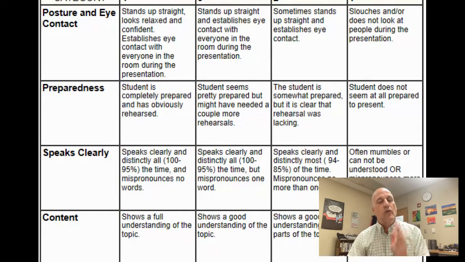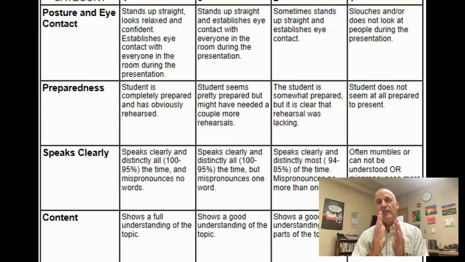Okay. So, shows a full understanding. That's telling you that a student has a full understanding, but I don't know what that looks like. So how could I show that? Well, it shows they have a full understanding because they can talk about it with confidence. And when they're asked questions, they seem to be able to respond to those. That would show me a full understanding. And so I could be more specific with what that looks like.